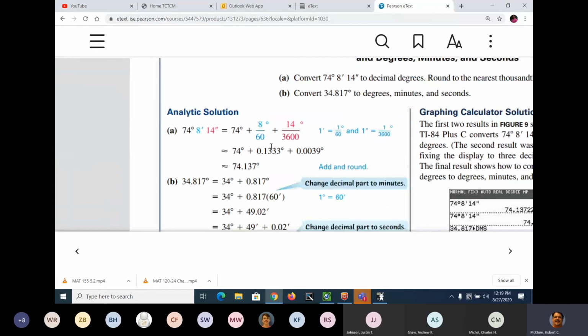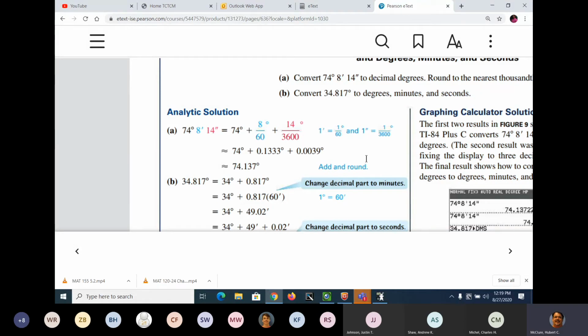How many minutes are in a degree? 60. How many seconds are in a degree? 3,600. So you're changing everything to degrees. And that's how you get 74.137 degrees.